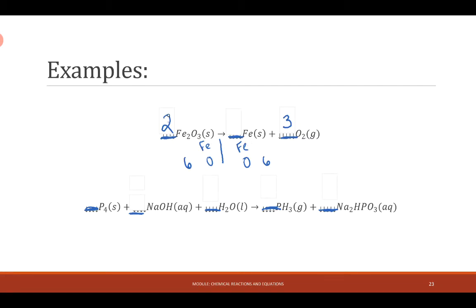Then for iron, I have 2 times 2, which is 4. And so I'm going to need 4 over here in order to balance that out. So now we have our balanced chemical equation for the first one.